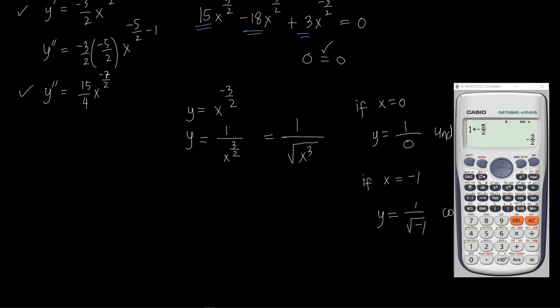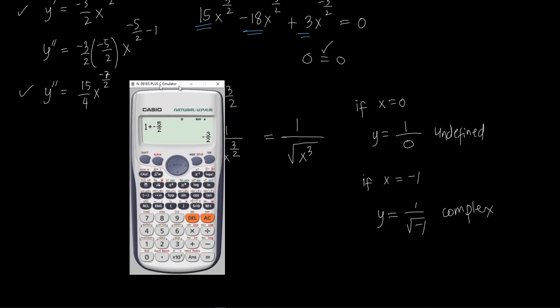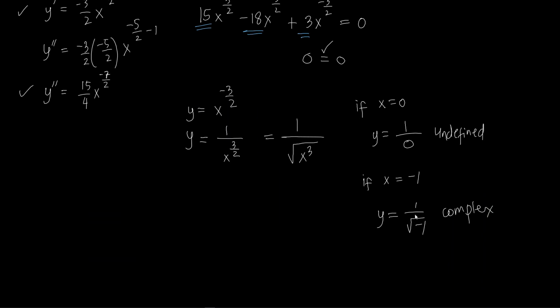Diba? Okay. Yung 1 over square root of negative 1, yung square root of negative 1, that is a complex. Complex na yan. Diba? Imaginary na yan. Okay. And we also don't want that in our solution sa ating DA. Bakit? Bakit hindi natin yung kailangan?